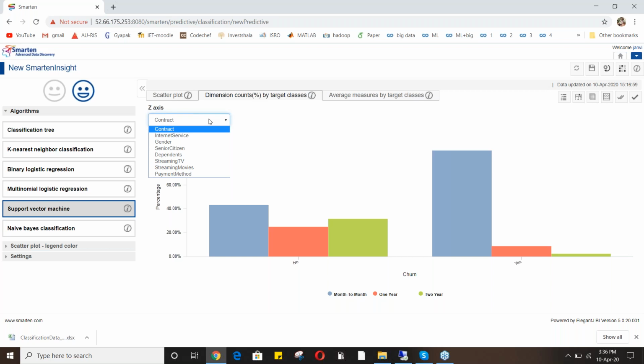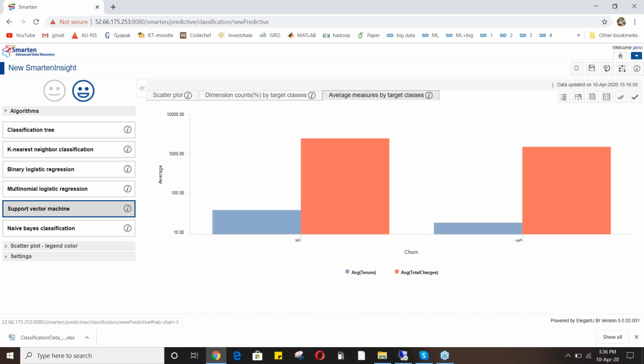Then you can go to average measures by target classes. So here also it shows that the average total cost red bar is there, which shows that customer churn no is relatively, marginally higher than customer churn yes. And average tenure is also relatively higher than customer churn yes. So this is how manually you can explore.